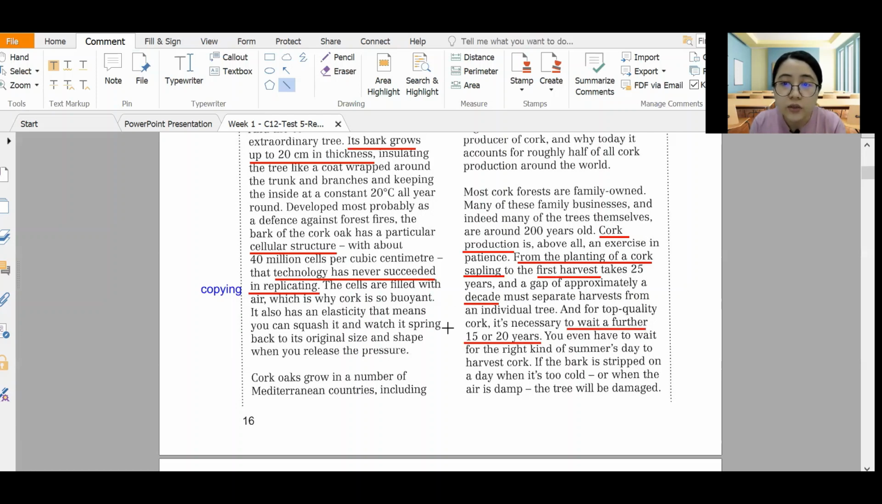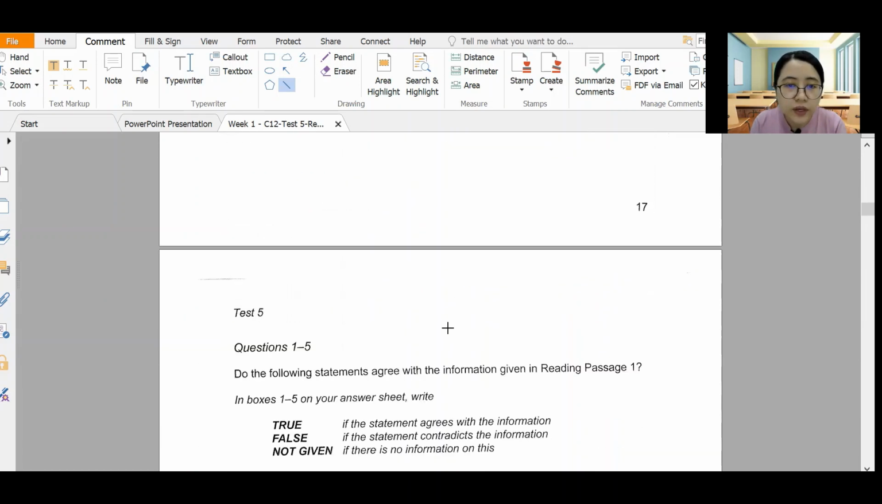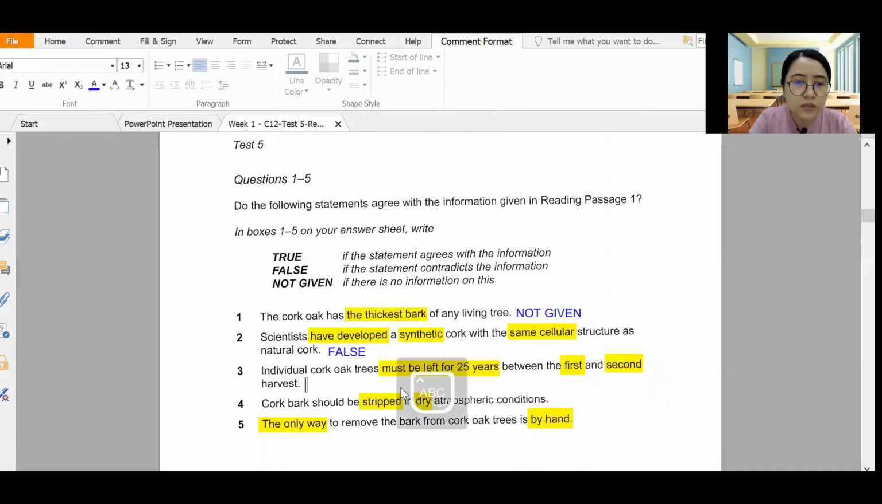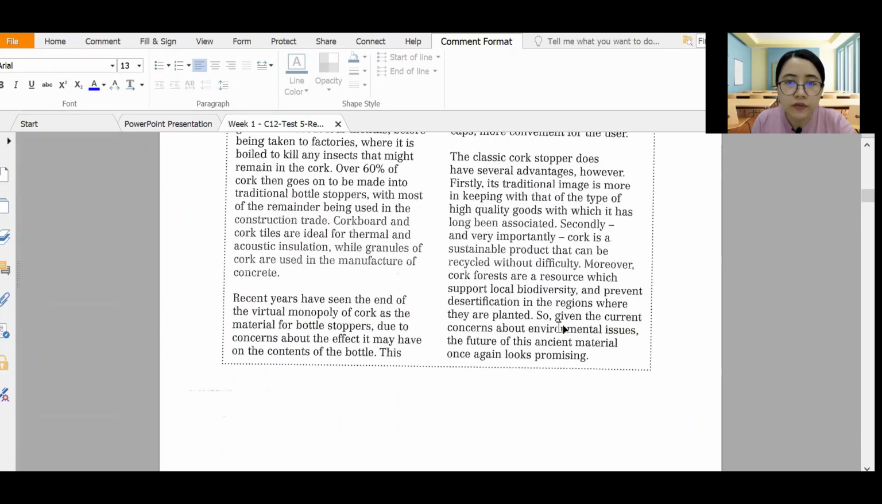So over here it says must be left for 25 years. Not necessarily, right? Only for top quality do we have to wait 25 years. If not, then we can harvest within a decade, which is 10 years. So I think the answer for this is false. Okay, let's go to number 4.